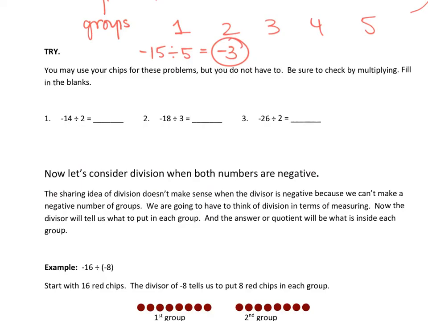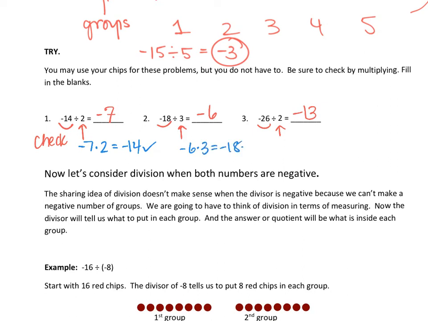Following that, again, you can see we have negative 14, that's 14 negatives, divided by 2. You can draw the picture, but you know that you're going to have 7 negatives in each group. Negative 18 divided into 3 groups, that's going to have 6 negatives in each group. And negative 26 divided into 2 groups gets you negative 13 in each. All of them you can check by multiplying. Negative 7 times 2 does equal negative 14 from our previous page. Negative 6 times 3 equals negative 18. And negative 13 times 2 equals negative 26.